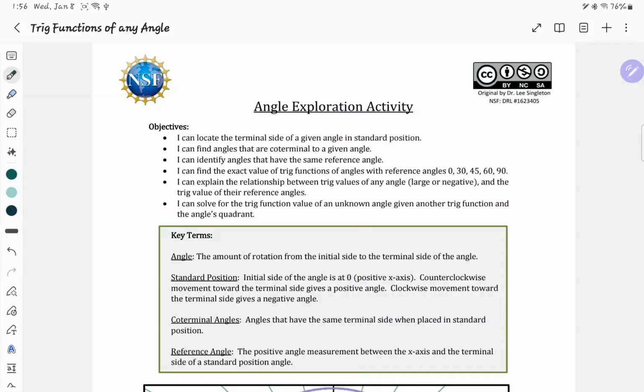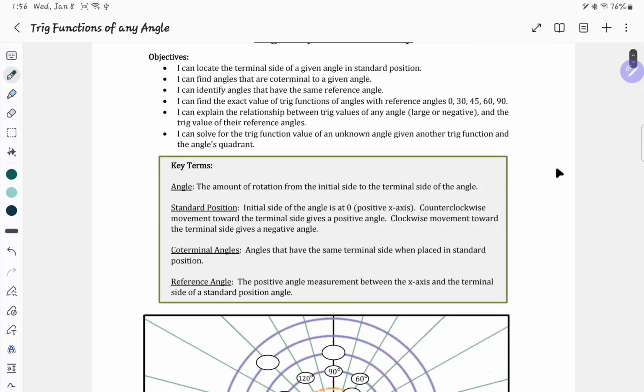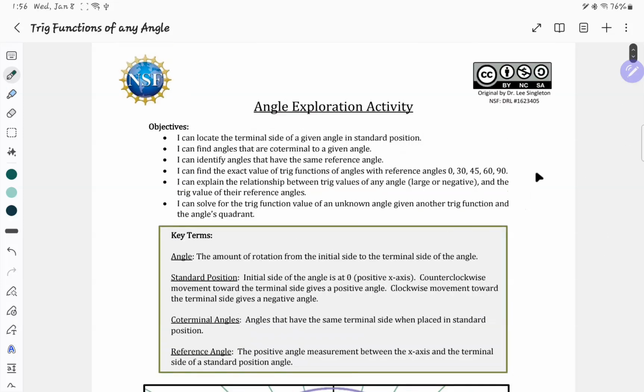Everyone, welcome to this video on angles, and specifically we're going to be talking about trig functions of lots of angles, not just those between 0 and 90, but a whole bunch of other ones as well. We are going to focus only on degrees in this video. There'll be a later video, I'm sure, that deals with radians, but for this one we're going to stick with degrees. This activity is somewhat long, several pages, so we may break this up into two videos.